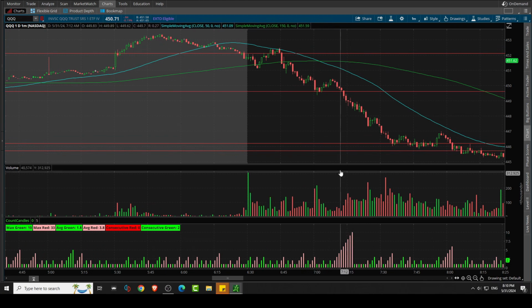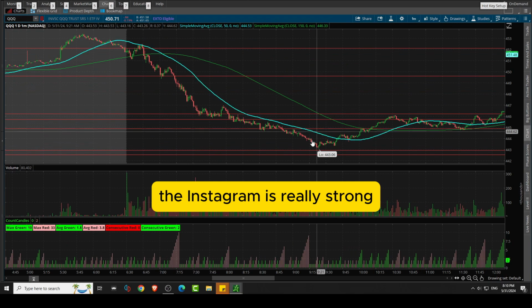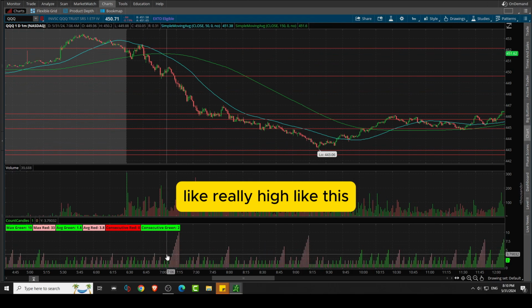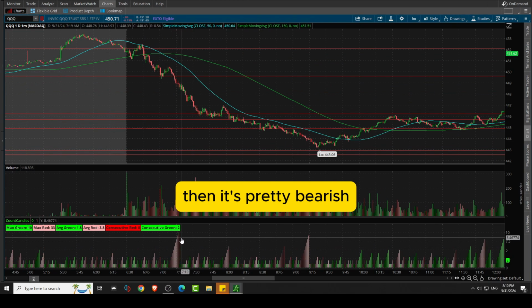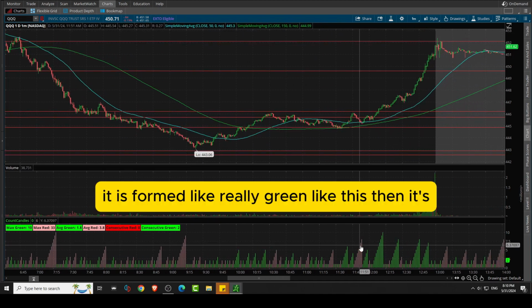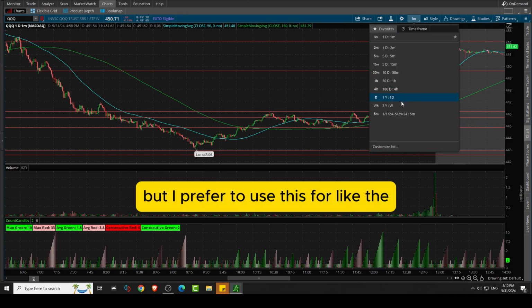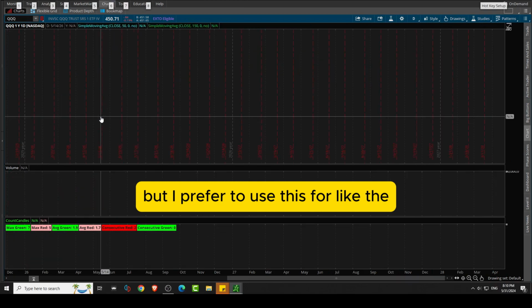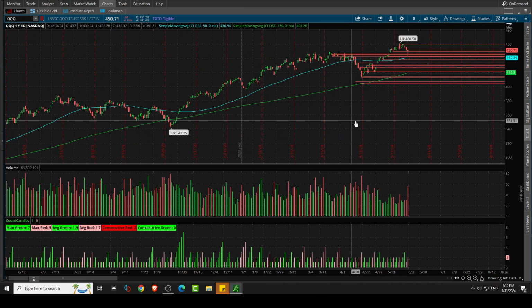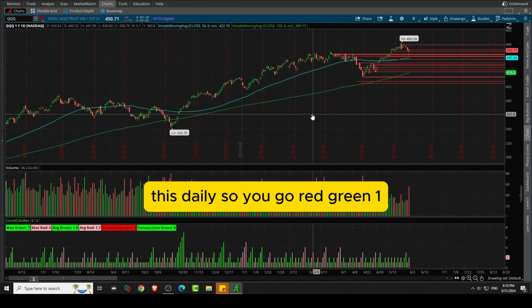And you can check the histogram. The histogram is really strong, like really high, like this, then it's pretty bearish. If the histogram is like really green like this, then it's really bullish. But I prefer to use this for like the daily. So you can do red, green, one, two, three, green.